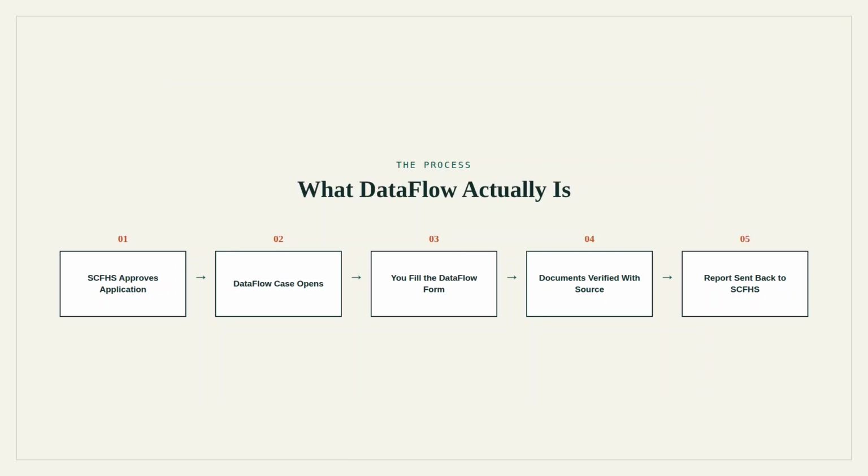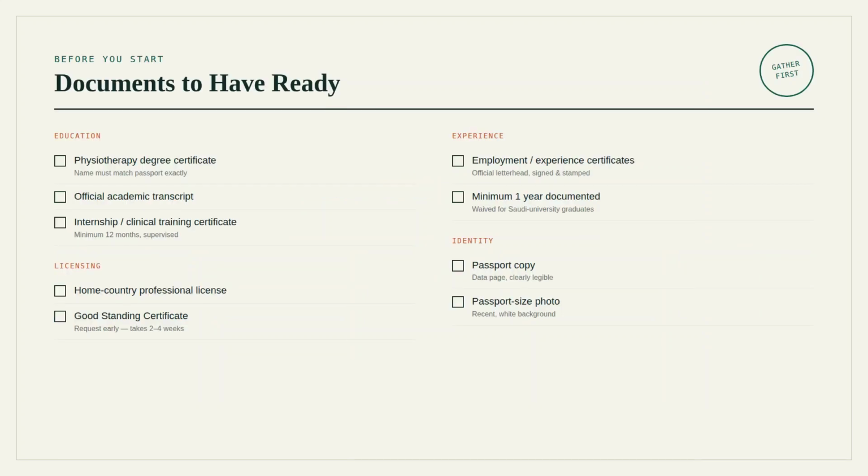Now, what are the documents that you need? So, firstly, you need your physiotherapy degree certificate and transcript. Then you need your internship or clinical certificate, which is around 6 to 12 months. Then you need your current professional license from your home country, that will be your IAP. Then you need experience or employment certificates, minimum 1 year is mandatory for non-Saudi graduates. Good standing certificate from your licensing body, that is IAP. And then your passport copy and passport size photo.